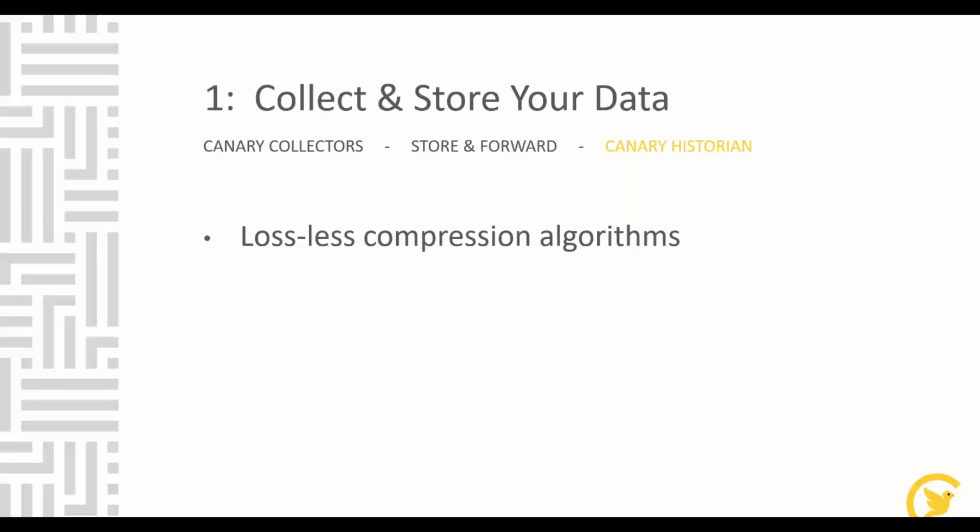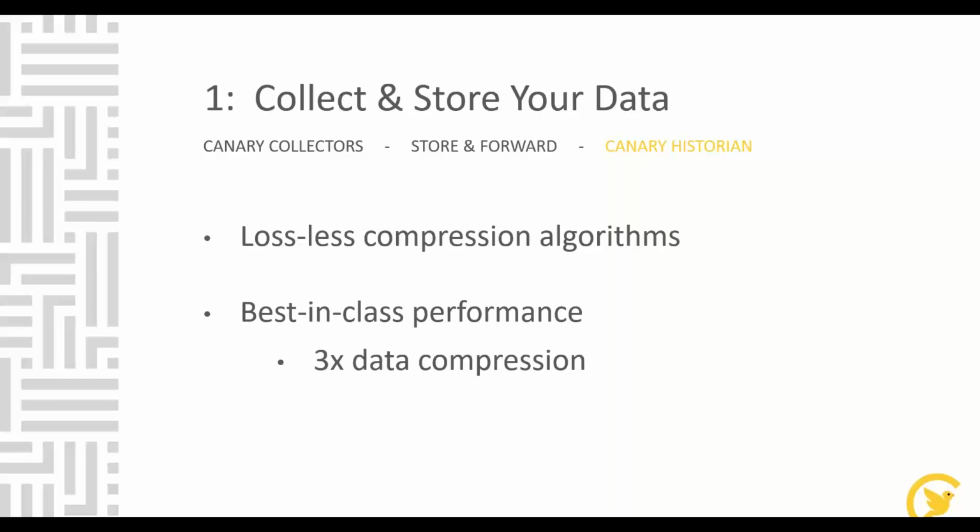Canary Historian stores the tags with lossless compression. With 35 years of expertise, they developed their own IP to compress data, which is best in class in performance, with 3 times the data compression. That is also why, when we engage with customers who ask what storage capacity is required to store maybe 100,000 to 200,000 tags for a period of 5 to 10 years, when we calculate it, any machine you get from the market today is already capable of storing that kind of data, because the storage required is pretty small due to Canary Historian's compression technology.